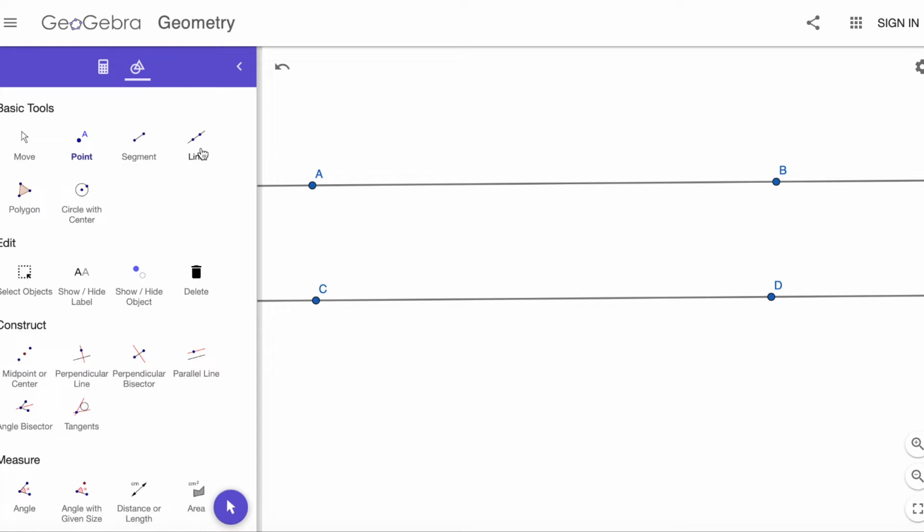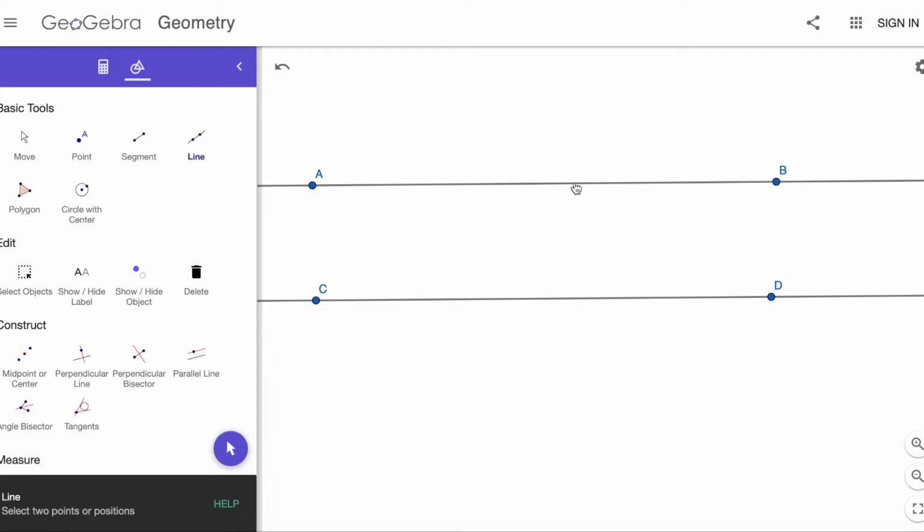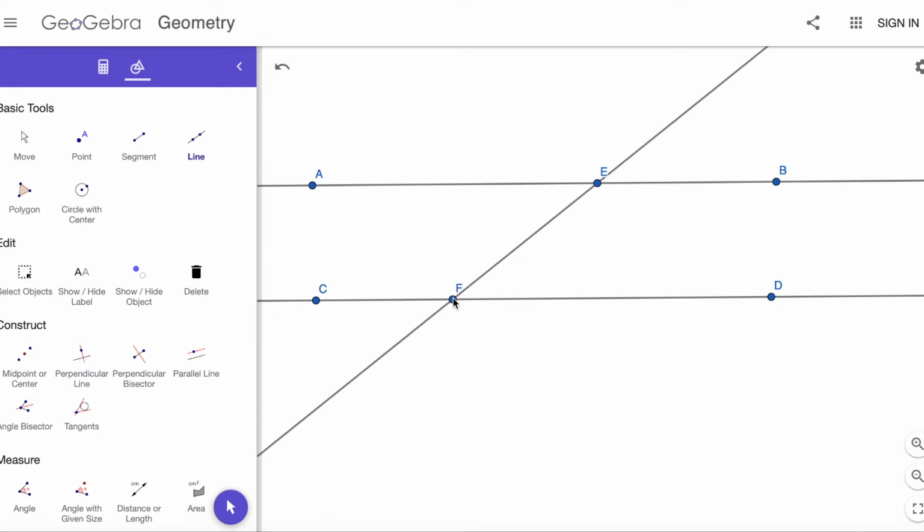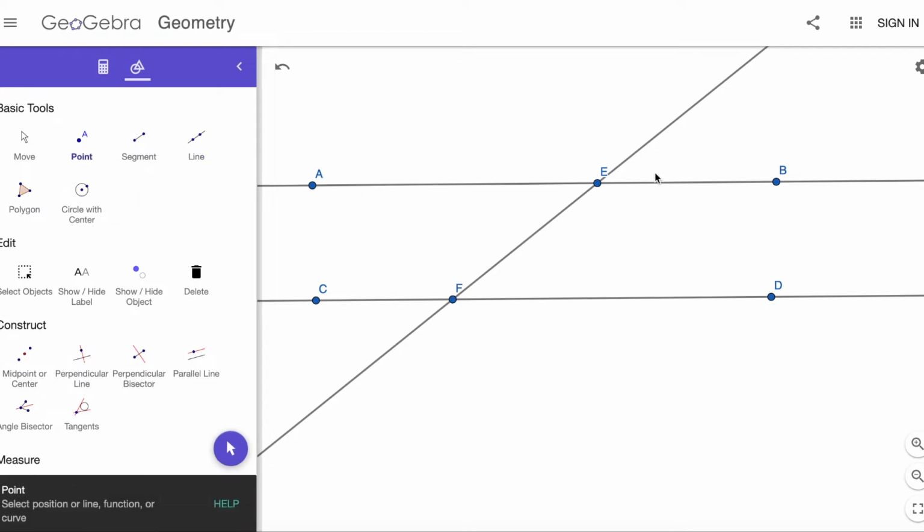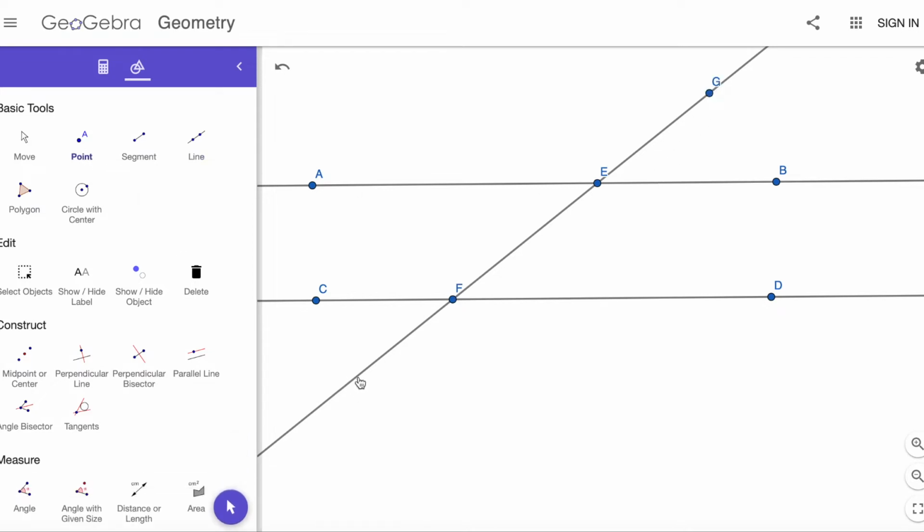After that, we do have to go ahead and make our transversal. So grabbing the line tool, just grabbing 2 points anywhere on our parallel lines like I have here. Now I recommend making more vertex points. So I have G and H added them as well. So then when we find out what our measure of our angles are, we can use those vertex points.